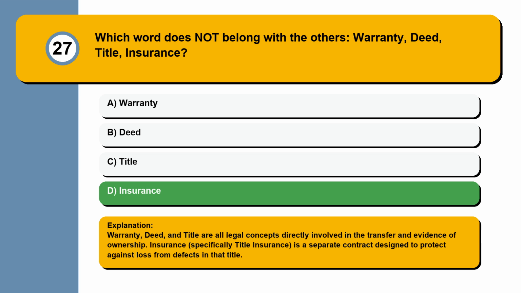Warranty, deed, and title are all legal concepts directly involved in the transfer and evidence of ownership. Insurance, specifically title insurance, is a separate contract designed to protect against loss from defects in that title.